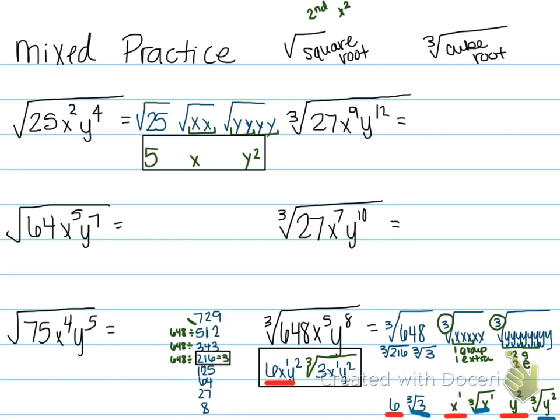When you're working through these, take them slow, do one thing at a time. Break your original problem into the number, then the x's, then the y's. Simplify the number first. If it's not perfect, make your list. For square roots, use your list of perfect squares. For cube roots, use your list of perfect cubes. Once you have simplified the number, move on to your first letter. For square roots, use groups of 2. For cube roots, use groups of 3.